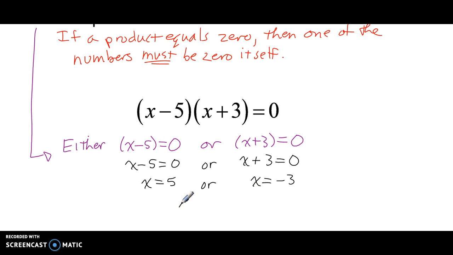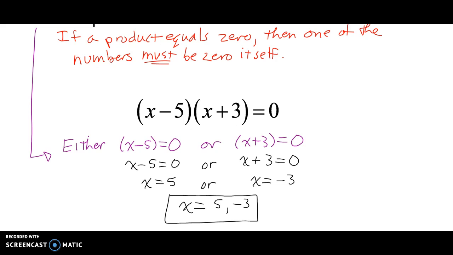When you have two answers to an equation like this, the way we write them is usually together with a comma in between. So if you see something written like this, or if you write something like this yourself, what it means is x is either equal to 5 or it's equal to negative 3. Those are the two possible values that would work.